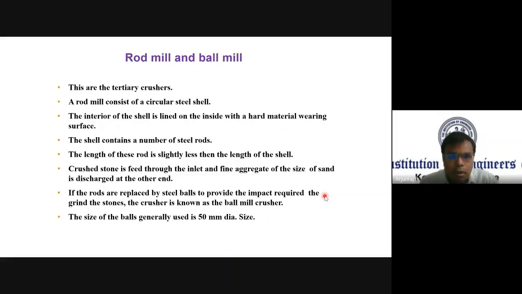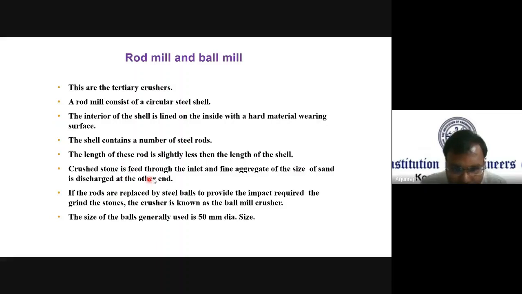You have the rod mill and then the ball mill. You can also use these for your construction purpose. Basically, these are called tertiary crushers. A rod mill consists of a circular steel shell, and the interior of the shell is lined with a hard material bearing surface, and the shell contains a number of steel rods. The length of these rods is slightly less than the length of the shell.